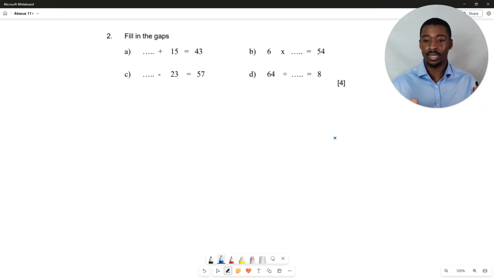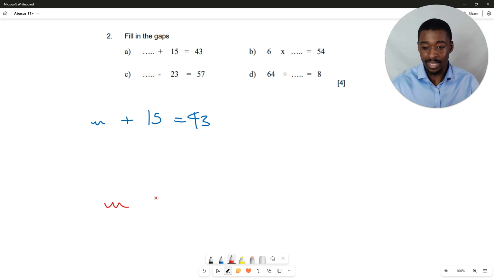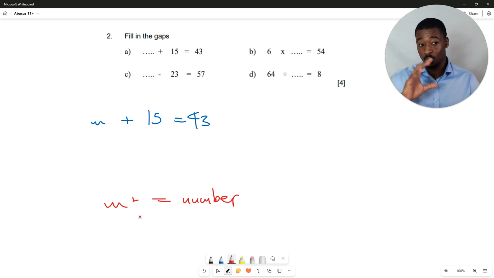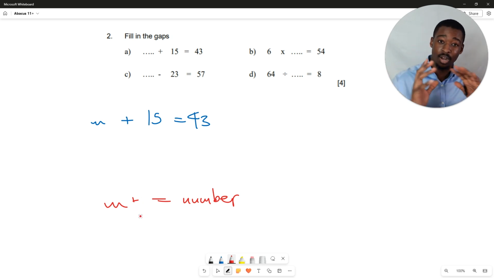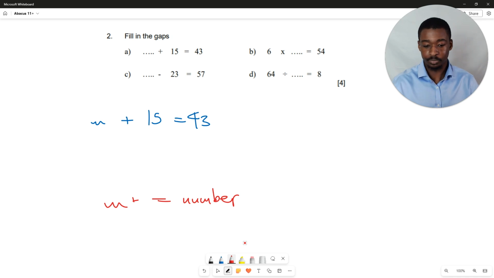Next, we have a fill in the gaps question. So part A, let's start there. We have blank plus 15 equals 43. So how do we work this out? Well, we simply rearrange the equation. If we have blank plus 15 equals 43, we want to end up with blank equals and then our number. We don't want blank plus or minus anything. We want blank on its own on one side of the equation and then a number on the other side of the equation. So how do we get to this position?